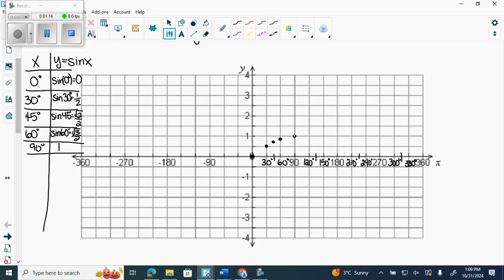We have 120 degrees. What is sine of 120 degrees on your unit circle? Root 3 over 2 or 0.866. Then we do 135. What is sine of 135? Root 2 over 2, which is 0.707.